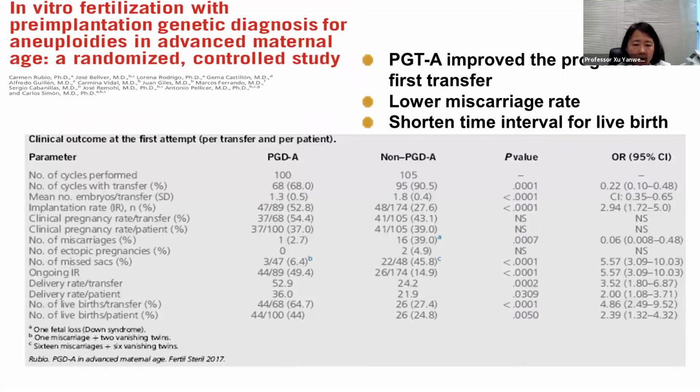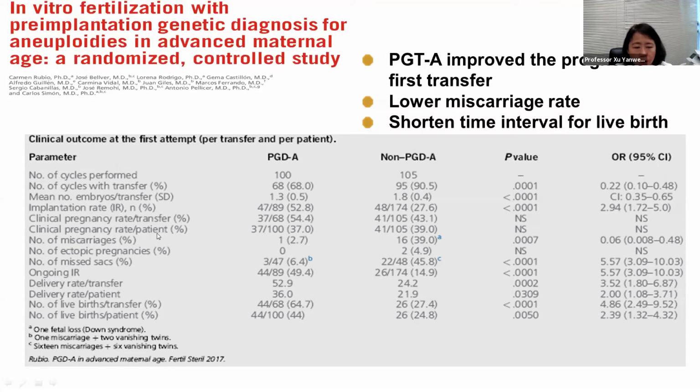However, let's look at the randomized trial in the advanced maternal age group. It's a paper published in 2017 by Common Review. And in this study, the author proved that PGT-A improved the prognosis of first embryo transfer cycles.